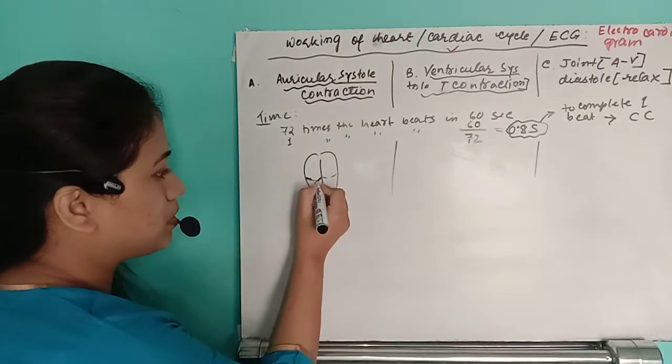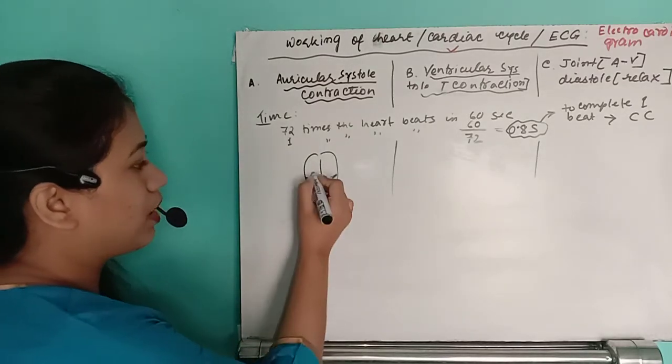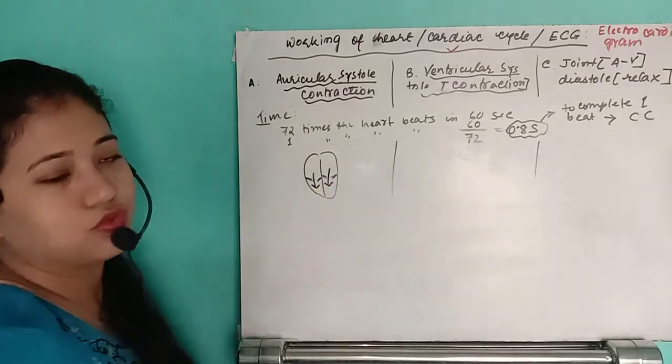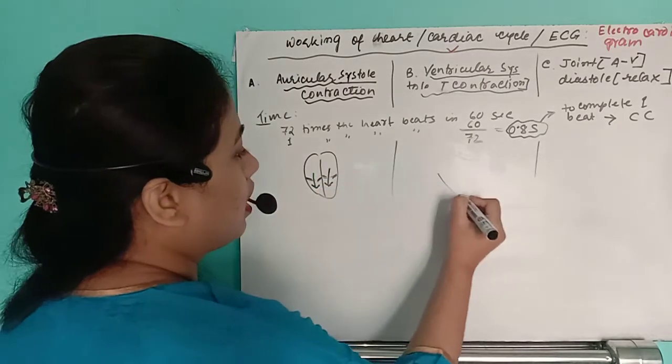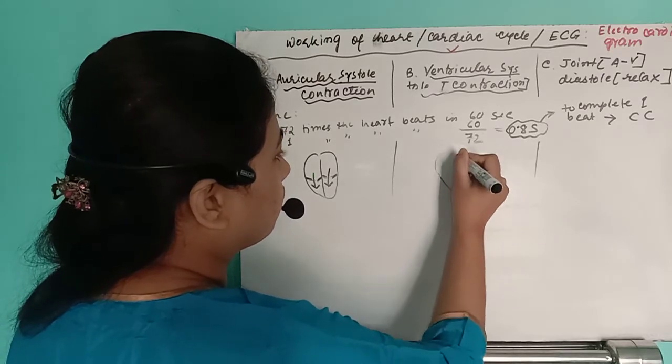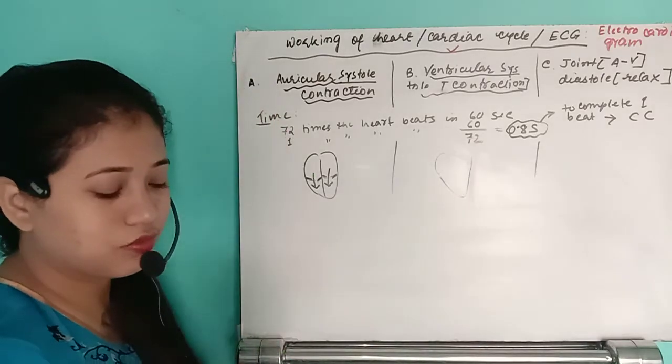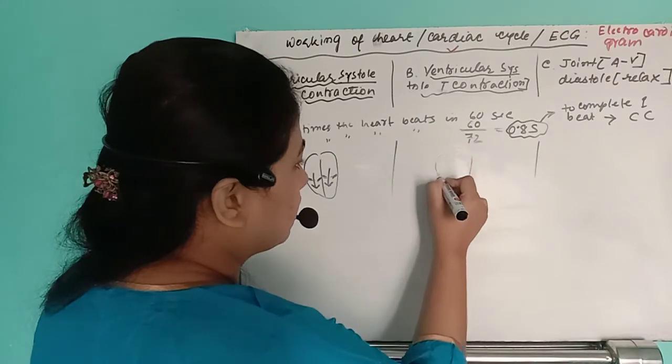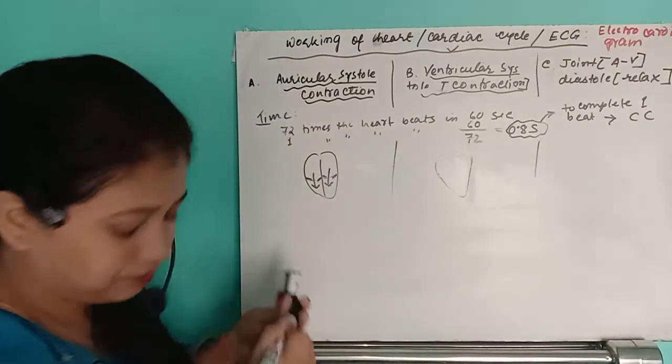The tricuspid and bicuspid valves will open. Blood from both the auricles will go to both the ventricles. In the ventricular systole, what happens? Okay, in the ventricular systole, what happens? That the blood, wait.